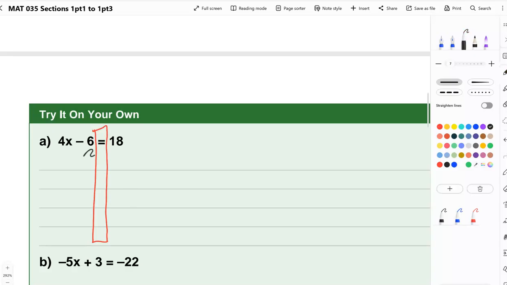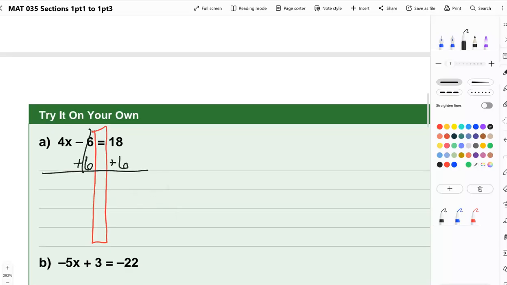I've got to move that minus 6. The opposite of subtracting 6 is adding 6, so I've got to do it to both sides of the wall. Negative 6 plus 6 zeroes out, so I have 4 times x on the left. 18 plus 6 is 24. So now I have 4 times x equals 24.